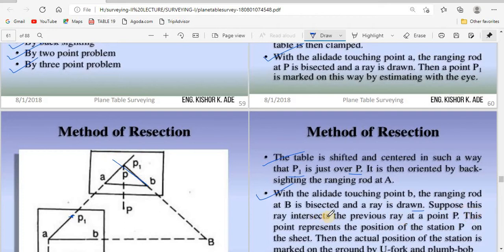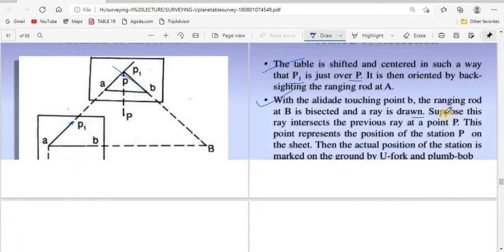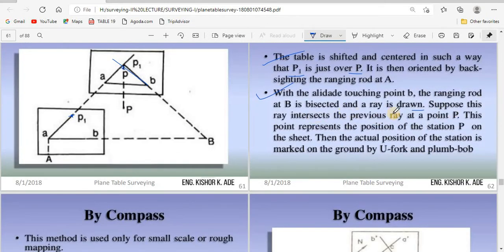Suppose this ray intersects the previous ray at point P. This point represents the position of station P. So this point which we are getting is exactly the station which is representing your point P. This point on the sheet, then the actual position of the station has to be marked on the ground.